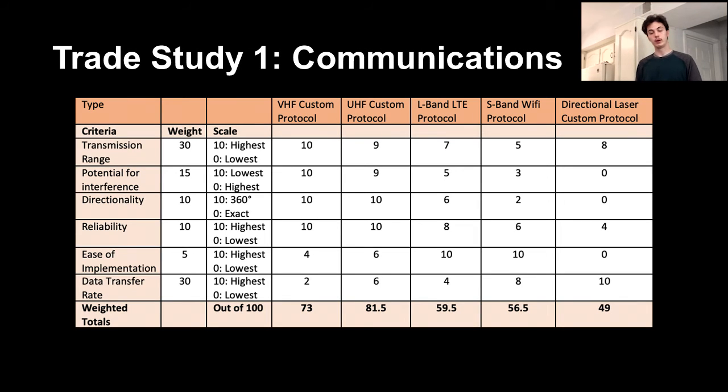So this is what we decided on. These are the weightings. There were 5 options considered. Of these 5 options, the UHF custom protocol was the most favorable, given that its data transmission rate was high enough for simultaneous low compression data from all of the sensors, and it had almost the same level of range as VHF, and it even had less potential for interference from outside signals, but slightly more from obstructions. But overall, it had the best performance, so it was chosen.